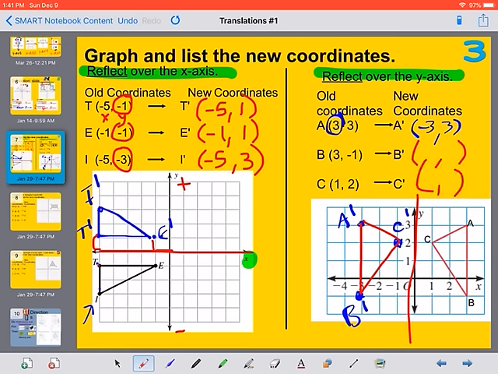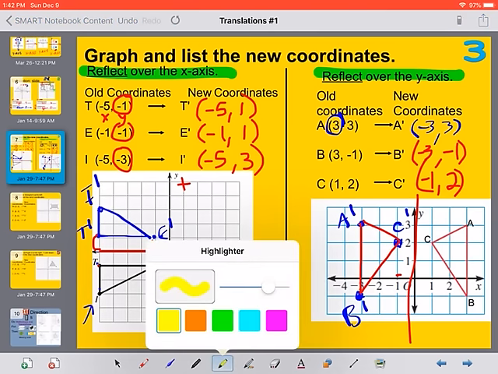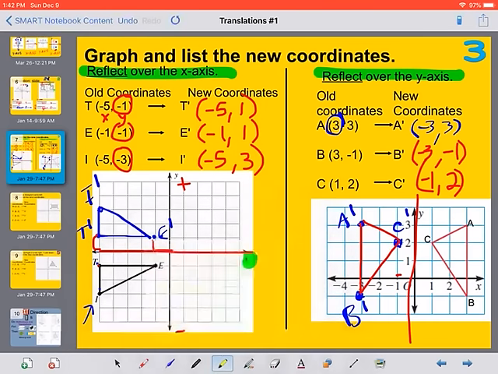So these points here, B is at -3, -1, and C is at -1 up 2. As you can see, all of our points, the x term, whatever term we had, changed from a positive to a negative because of that reflection.